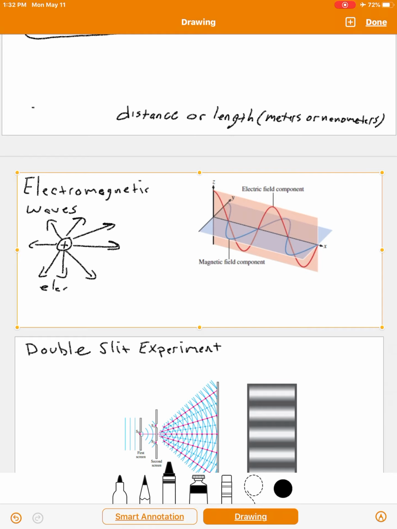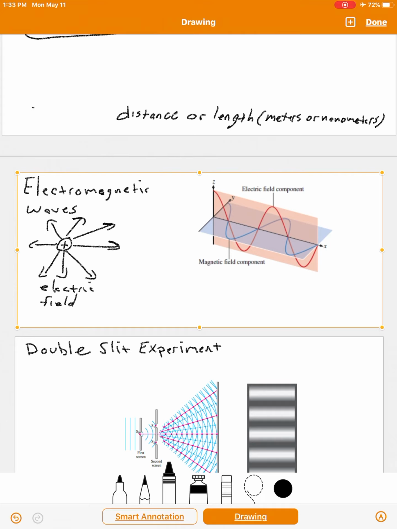Around it. And the electric field has the potential to apply a force to another charged particle if that charged particle is within the electric field. So electromagnetic waves produce electric fields. But these electric fields oscillate, they change in their direction and intensity at the frequency of the electromagnetic wave. So if I say that an electromagnetic wave has a frequency of, let's say, 3 million hertz, that means that the electric field is oscillating at 3 million hertz.